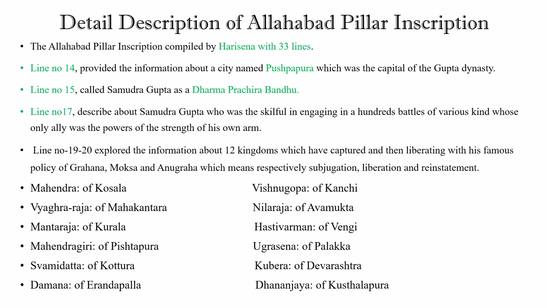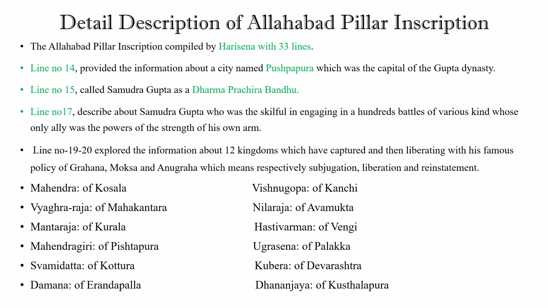Line number 14 provides information about a city named Pushpapura, which, according to historians, was the capital of the Gupta dynasty. And line number 15 calls Samudragupta a Dharma Prachira Bandhu. Line number 17 describes Samudragupta as a hero of 100 battles, whose only ally was the strength of his own arms.